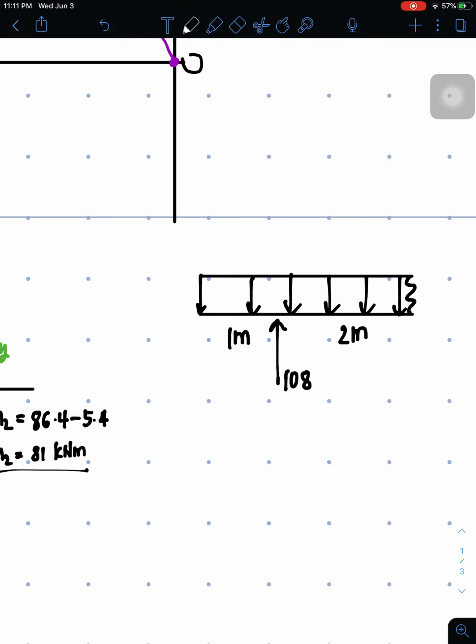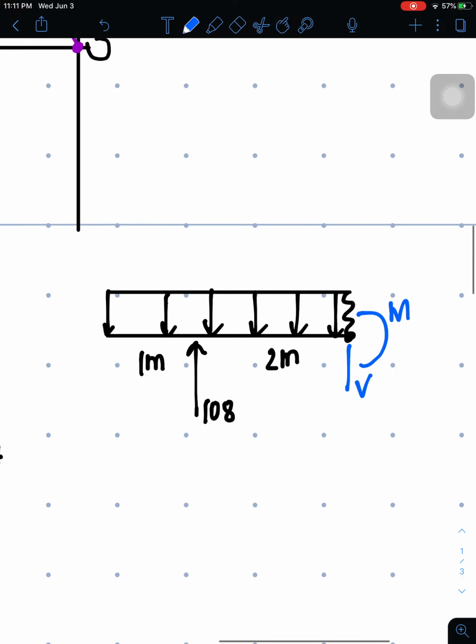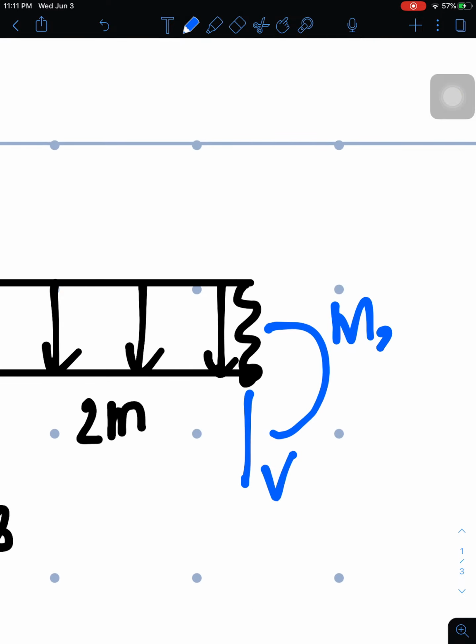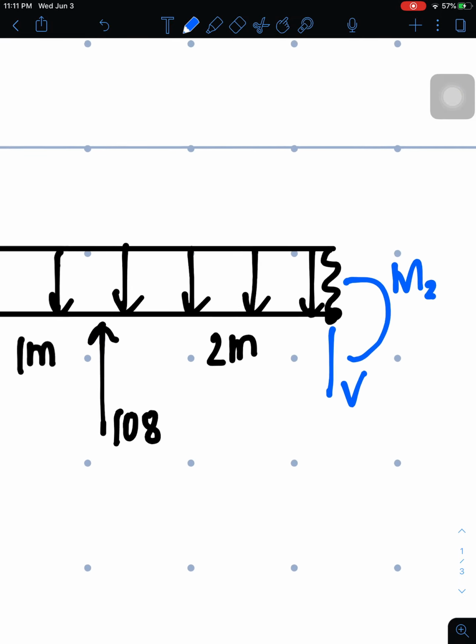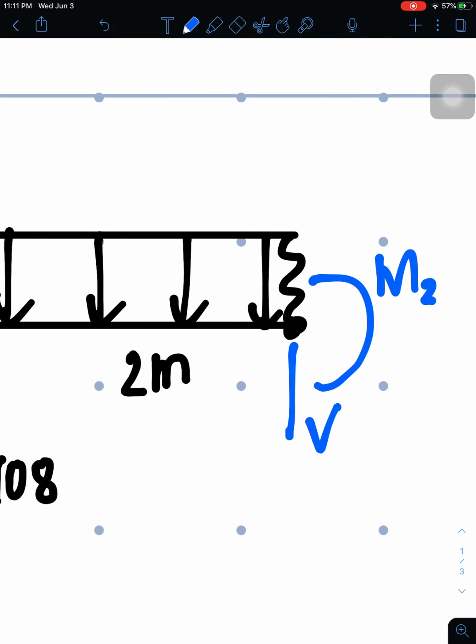Pagkahuman, this is 2 meters, and since nagcut man ka diri nga portion, then you will obtain there a moment and shear, no? We're after the value of that moment because that moment represents M2. Okay, so how do we solve for M2? What we're gonna do is assume, always assume a positive bending. This is how to create a positive bending.